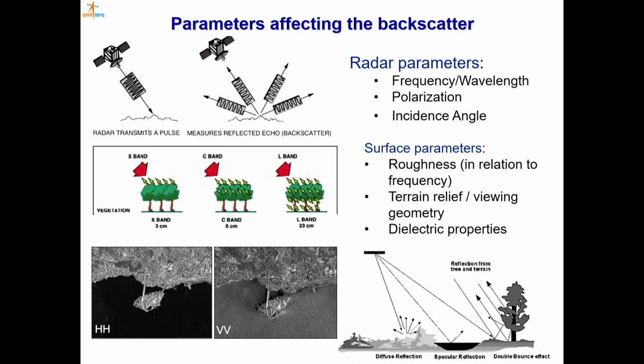And down below you can see the polarization: how the pulse is sent and how the pulse is received. Whether it is sent in horizontal polarization and received in horizontal polarization, it is HH; and if it is sent in horizontal and received in vertical, it is HV polarization. So we can have HH, VV, HV, VH. So we can have quad-pol kind of data.